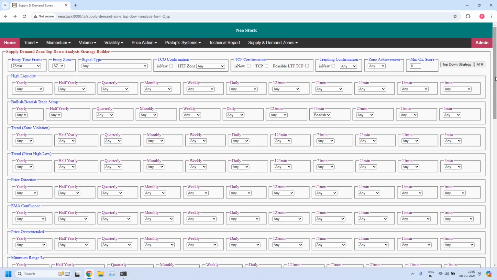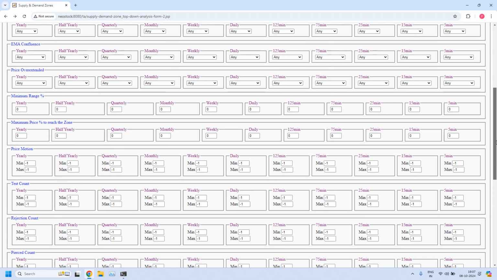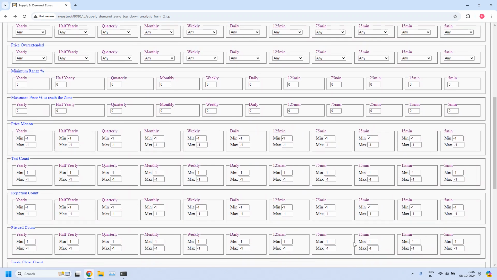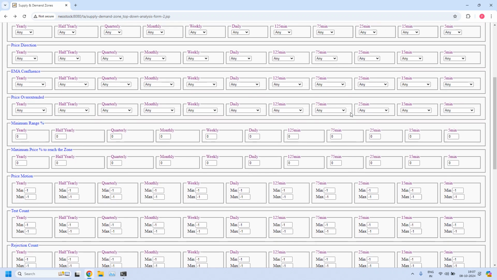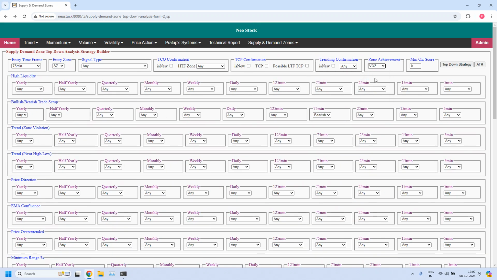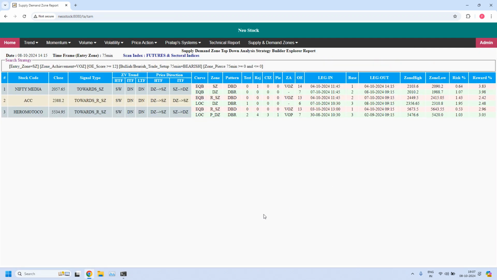The 75 minute supply zone should not be pierced. So in the pierced count at 75 minutes time frame, I am setting minimum value 0, maximum value 0. Zone achievement violated opposing zone. Minimum odd enhancer score is 12. All the 3 filters are applied to the 75 minute supply zone. Now let's verify. We got 3 stocks. Of these 3 stocks, the first one is an index, not listed in F&O. Only the second and third you can trade.